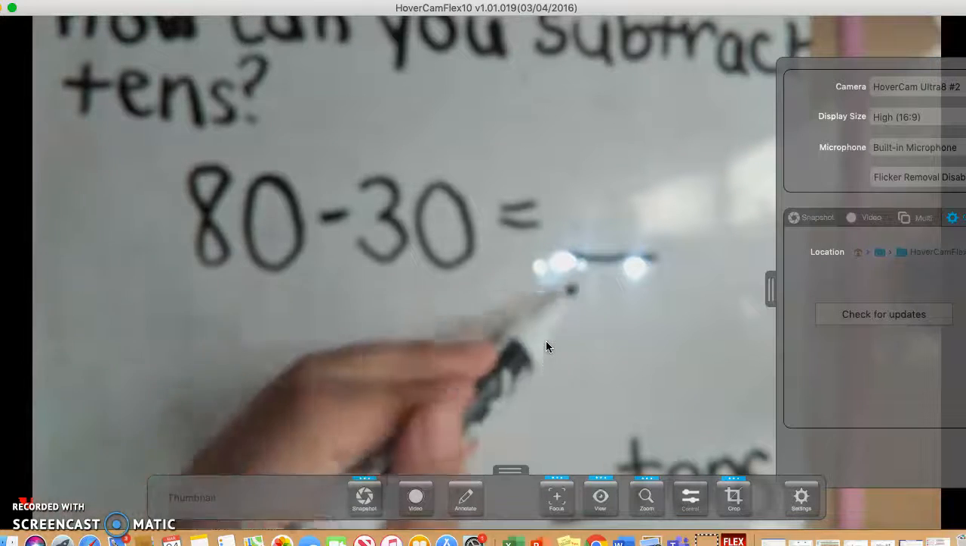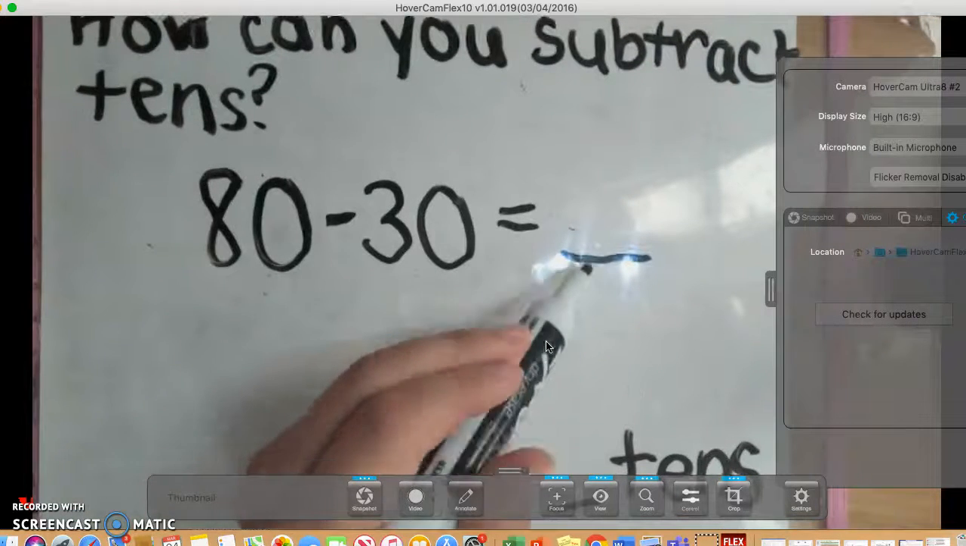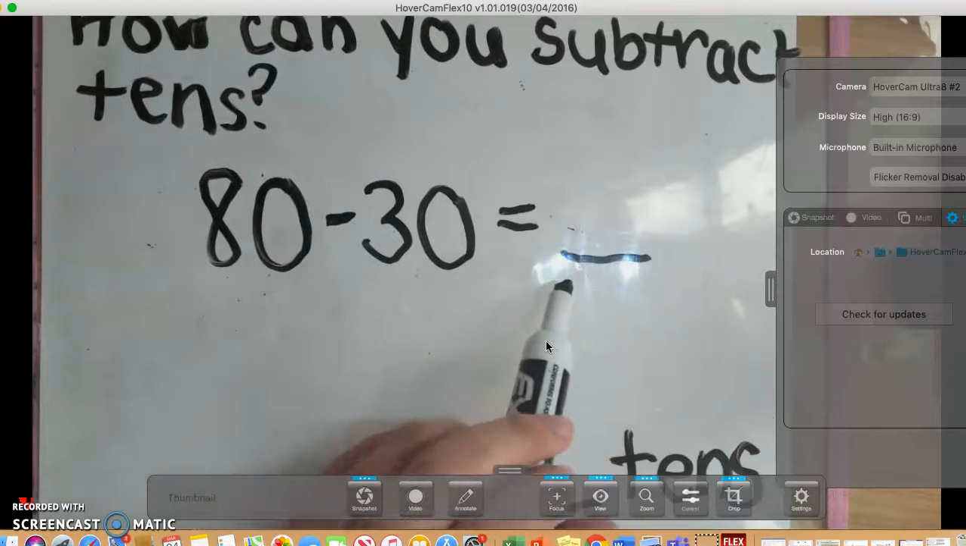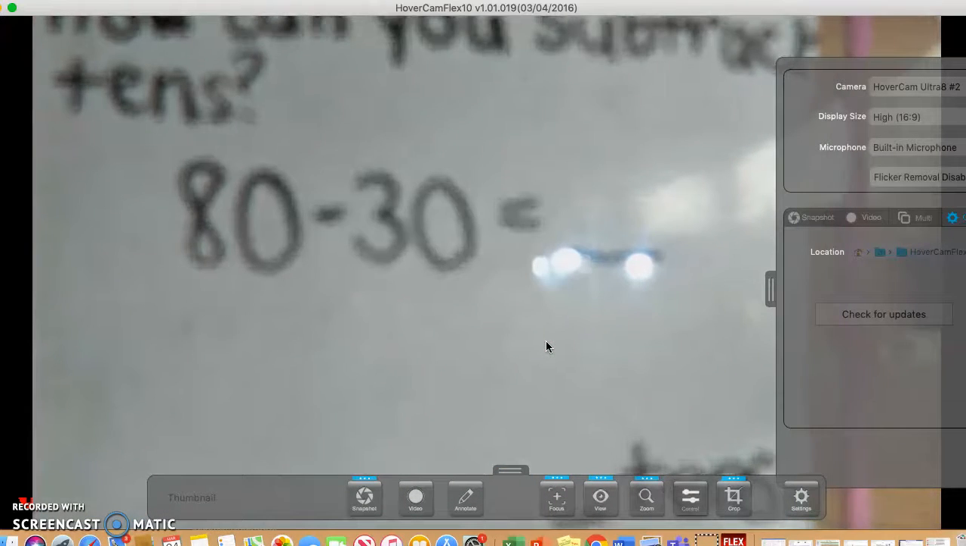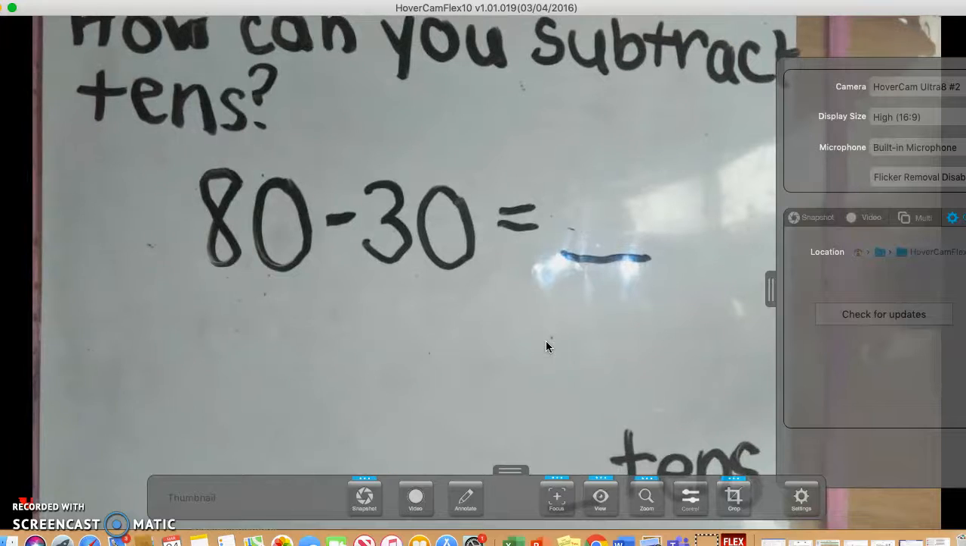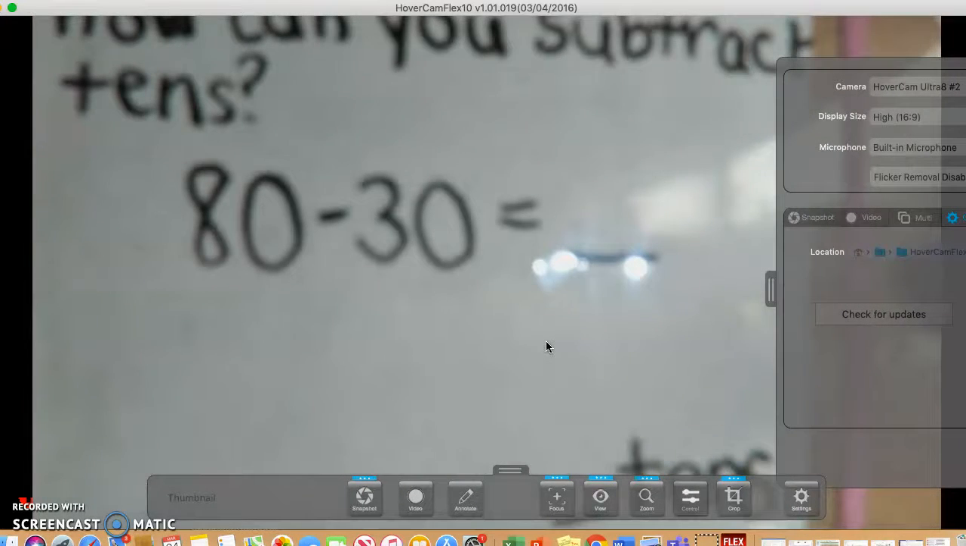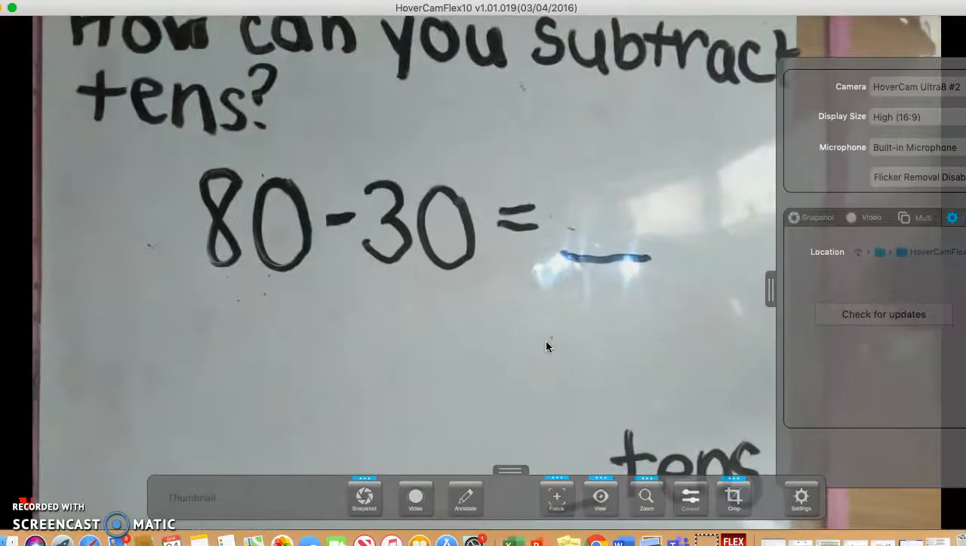In addition, the answer has a special name, and it was called the sum. In subtraction, the answer has a special name as well. Can anybody think of that special name? You can actually call it out. If you said the difference, you were right. The answer in subtraction could also be called the difference. So we're going to be finding the difference in this problem.